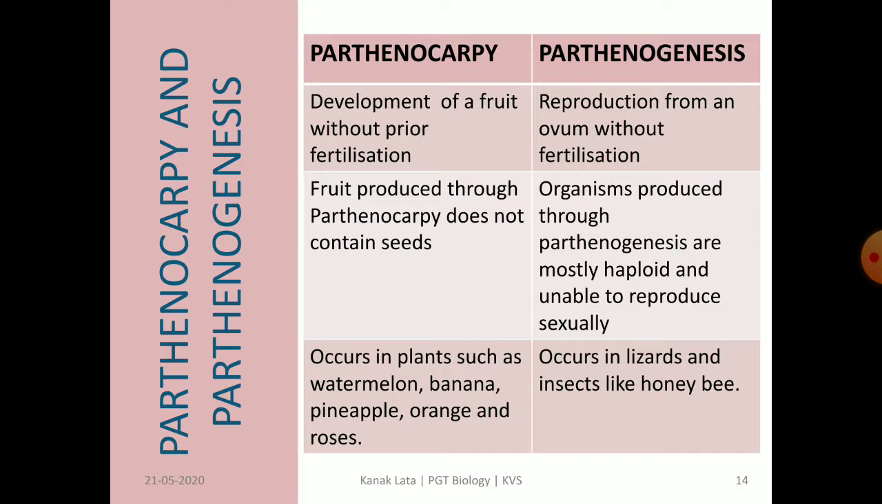Fruits produced through parthenocarpy do not contain seeds. That is, seedless fruits can be developed. In parthenogenesis, organisms produced are mostly haploid and unable to reproduce sexually. Parthenocarpy occurs in plants such as watermelon, banana, pineapple, orange and roses. Parthenogenesis occurs in lizards and insects like honey bee.